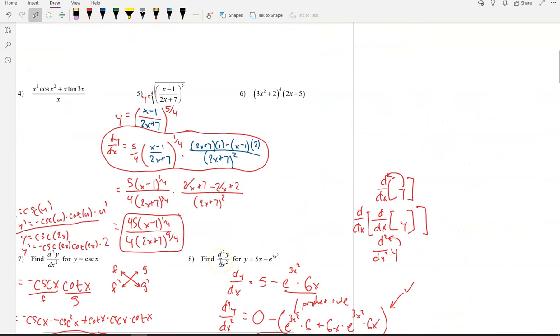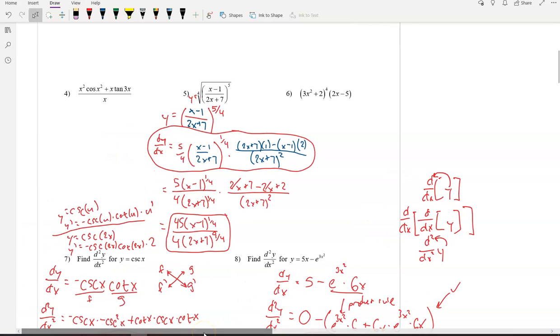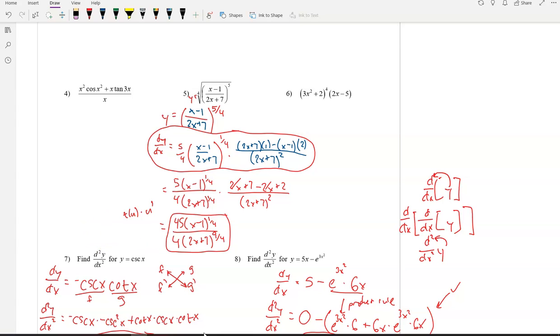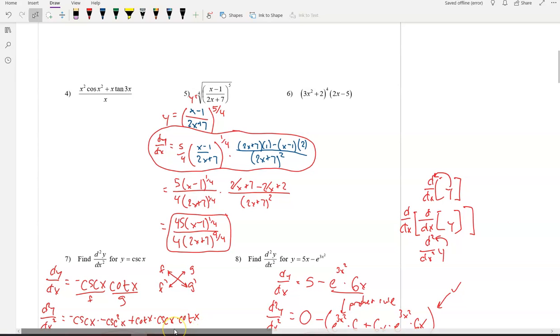Number 4. Okay. So let's see here. All right, I'm going to erase some of this for number 7, so I can just give myself some more room for number 4. Okay. So number 4.